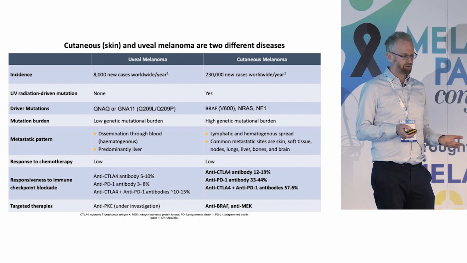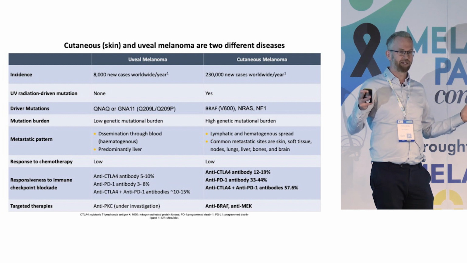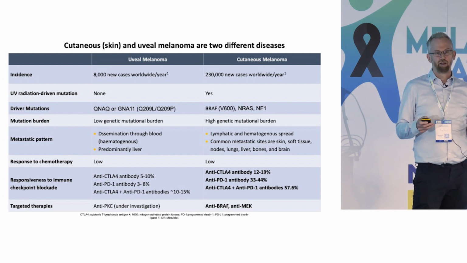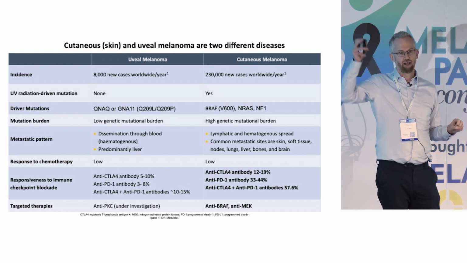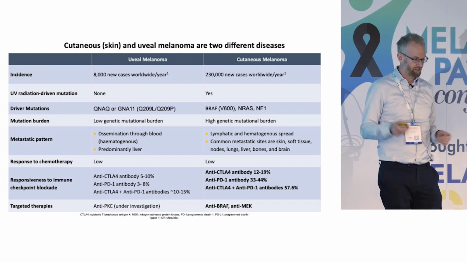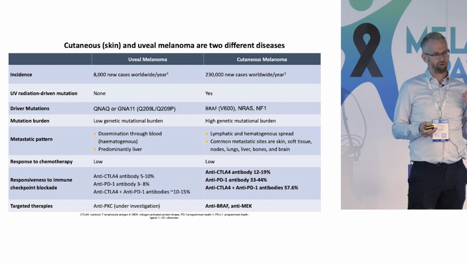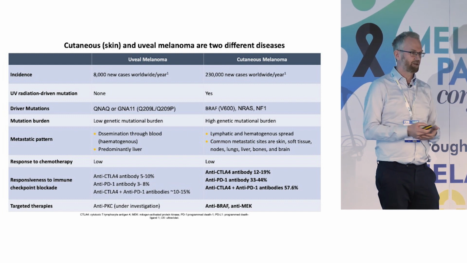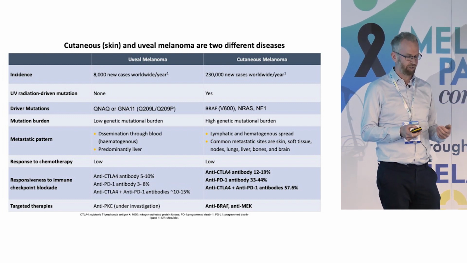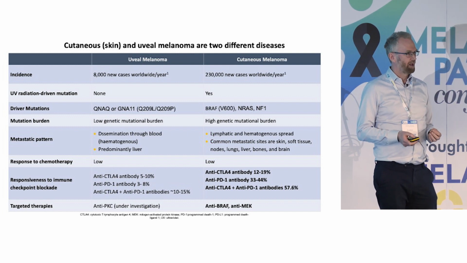There's a much lower genetic mutational burden, so that's the number of mutations in the genome between the two. If you plot them, uveal melanoma is at the bottom in terms of cancers and amount of mutations, and cutaneous melanoma is up here. So again, very different. They spread differently. Uveal melanoma almost always goes to the liver first. It spreads through the blood, whereas cutaneous melanoma goes, unfortunately, other places, including liver, bones, and brain, but often the skin as well.